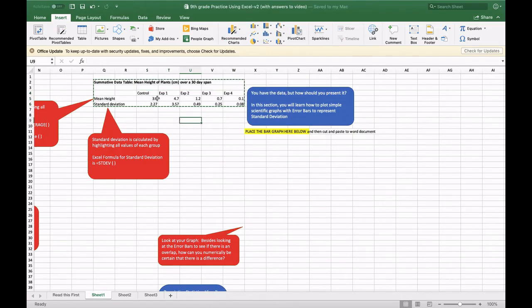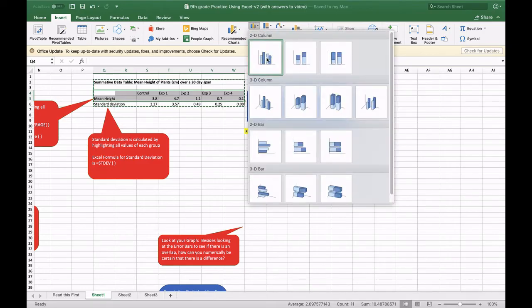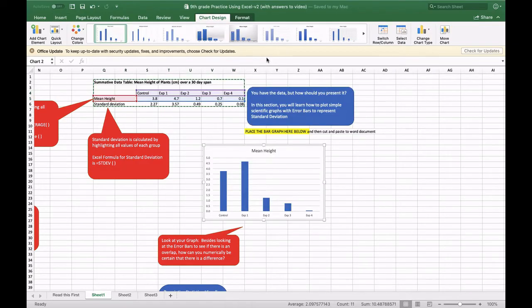But here I just realized I made a mistake because I highlighted standard deviation, and you don't want to highlight that. So again, you just highlight your mean height for the control and experimental 1, 2, 3, and 4. You do not highlight standard deviation. Standard deviation is going to serve for error bars to show the variability around the mean. So once you highlight your mean height of all groups, go to Insert and insert your bar graph like so.